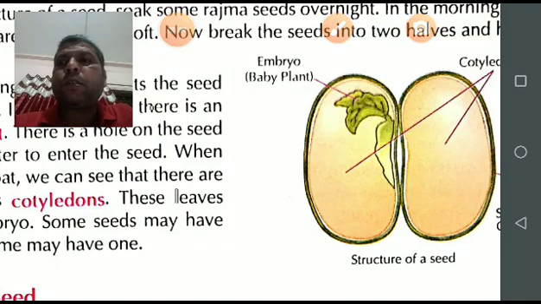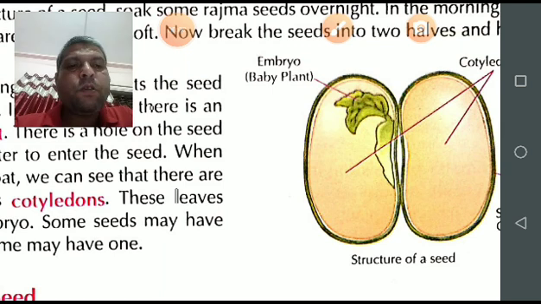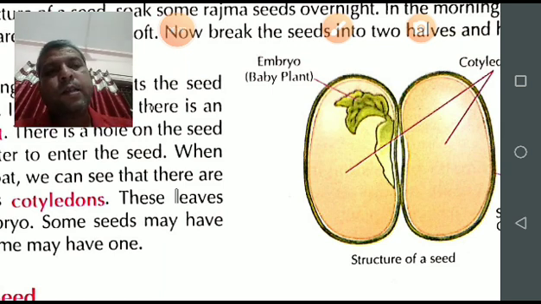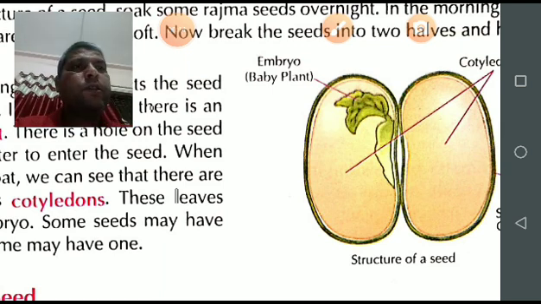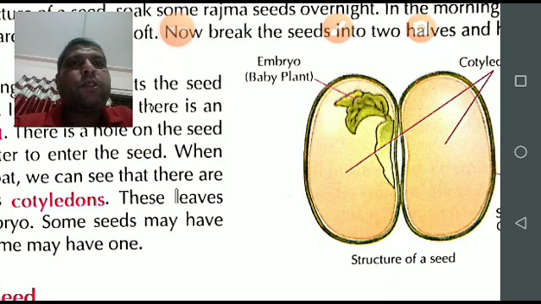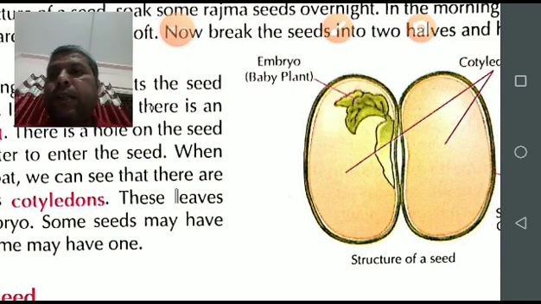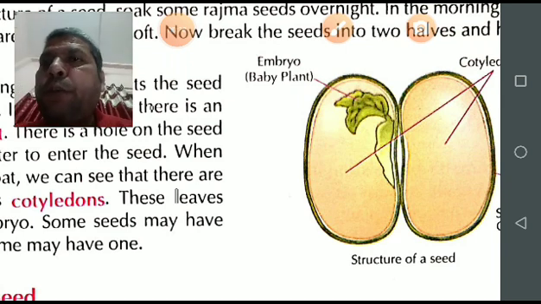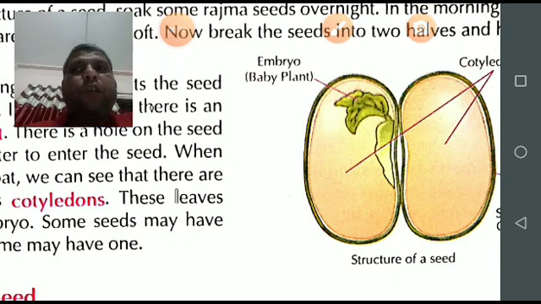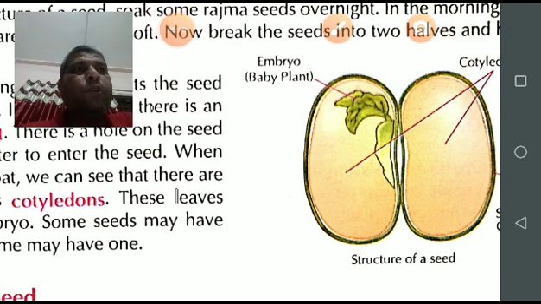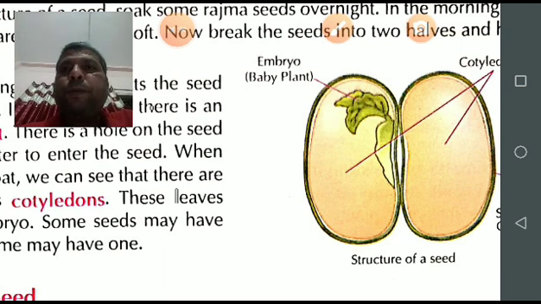In my previous video, we discussed the structure of a seed. When we study a seed, student, it is divided into three parts. Is it clear? It is divided into three parts: embryo, cotyledons, and seed coat.